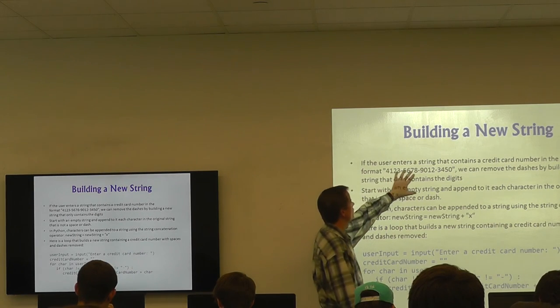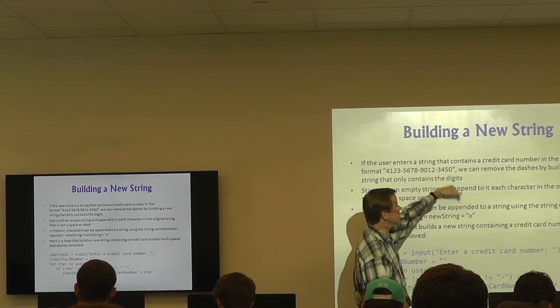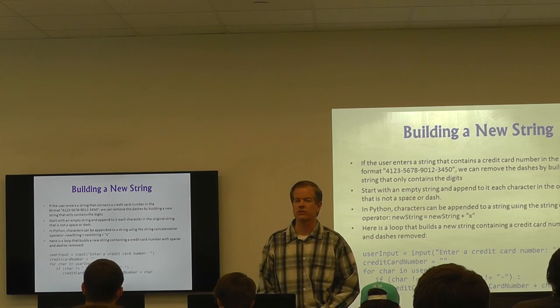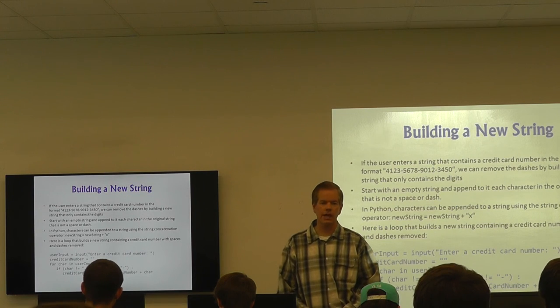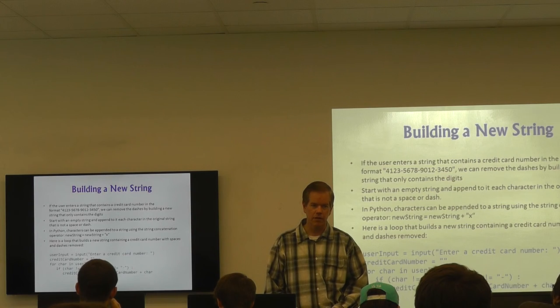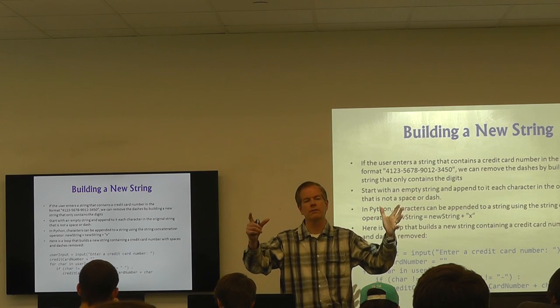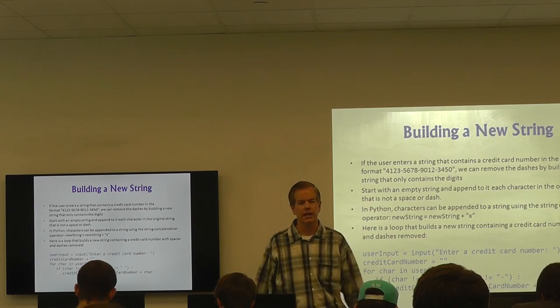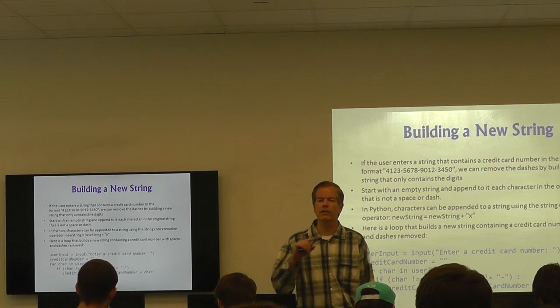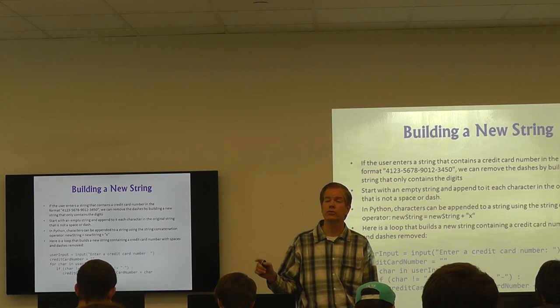One thing we can do is build a new string. In this particular example, we have a credit card number that has dashes in it, and we'd like to have a credit card number without the dashes. Now, one of the things you cannot do in Python is go into a string and get rid of stuff. So if I have a credit card number as my variable, and it's got dashes in it, I can't go in and get rid of those dashes. Python doesn't let you do that. But Python will let me build a brand new string.